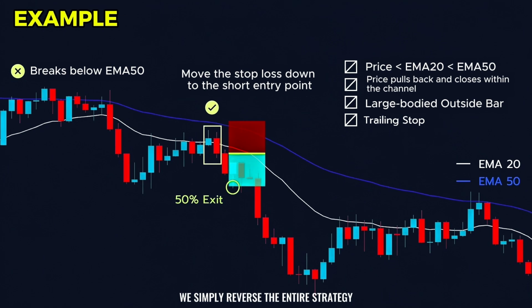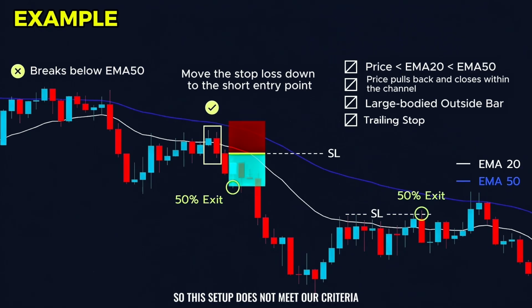We simply reverse the entire strategy. First, the price must be below the EMA 20, and the EMA 20 must be below the EMA 50. Next, the price must pull back and close inside the EMA channel. On the left side of the chart, the price pulls back above the EMA 50, so this setup does not meet our criteria. We continue waiting until the next pullback.